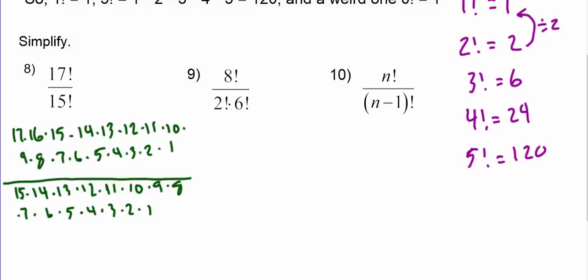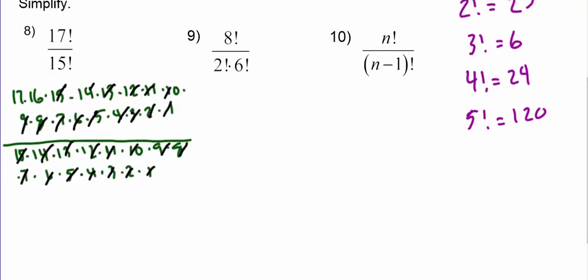To show you that if all these numbers are multiplied together and all these numbers are multiplied together, the 15s will cancel, 14s will cancel, 13s, 12s, 11s, 10s, 9s, 8s, 7, 6, 5, 4, 3s, 2s, and 1s will all cancel. And essentially what we're left with is just simply 17 times 16. Now that's still a fairly large number, but 17 times 16 is equal to 252.